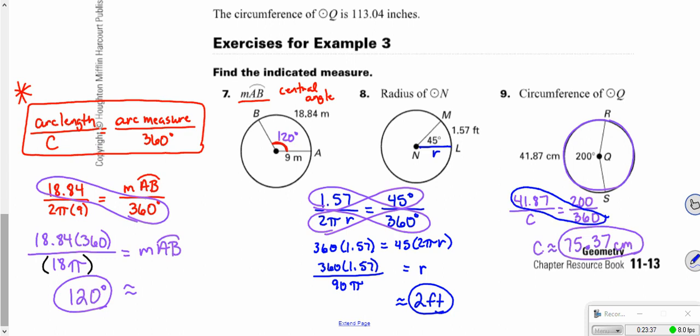Again, remember, these two are divided by that. So you have 41.87 times 360 divided by 200. All right, hope that's helpful. Let's look at practice A. Just do a couple of problems from it. It's pretty straightforward.